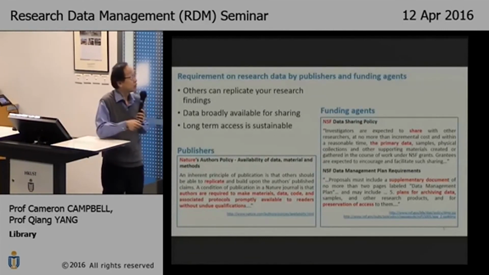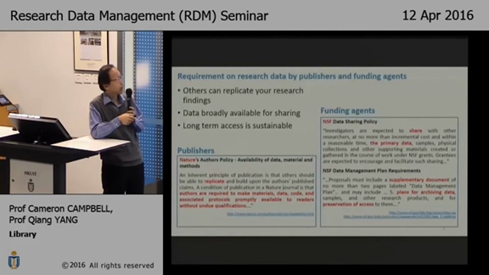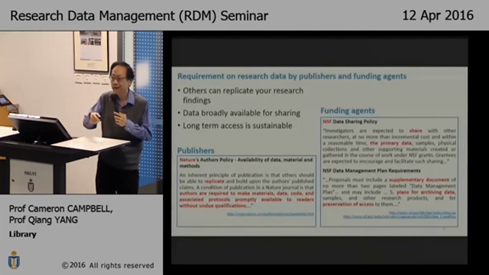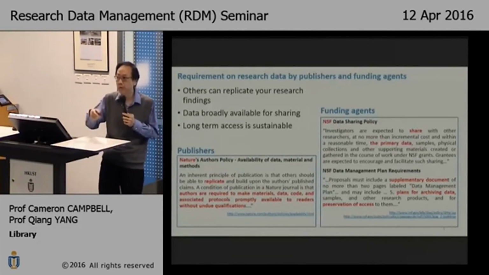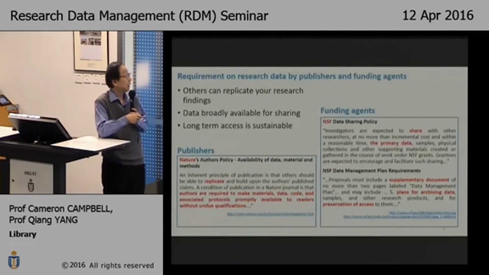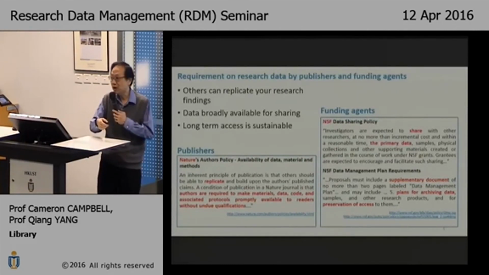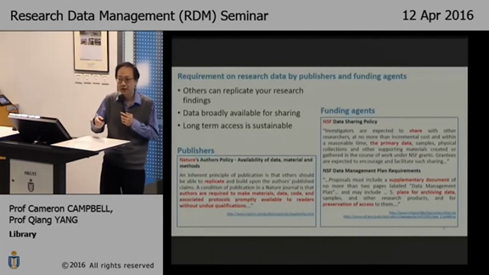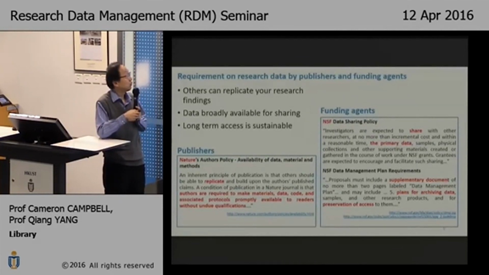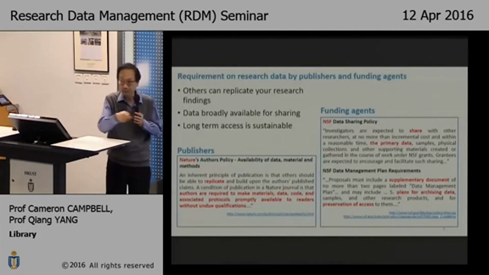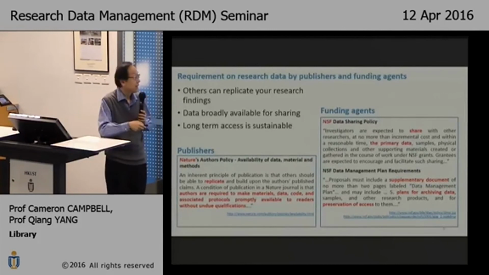So they want you to have the data broadly available for sharing, and also somewhere so that in the long term people can still access it, right? And the publisher obviously wants readers of their journal to be able to replicate the research results that you published in their journal, right? So these are the back-end requirements.